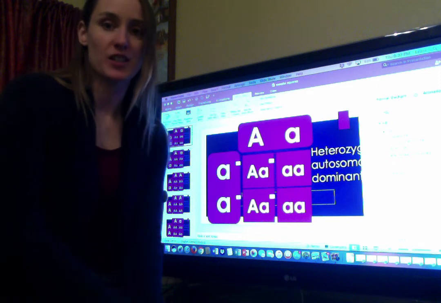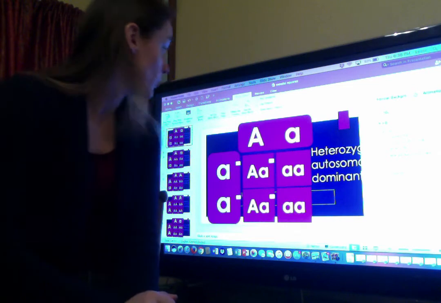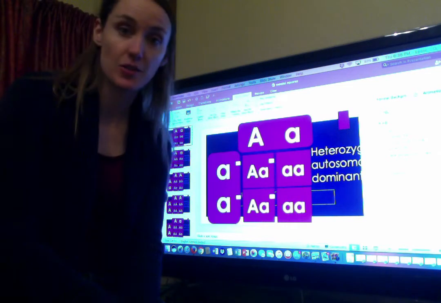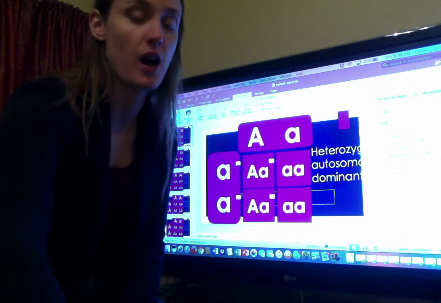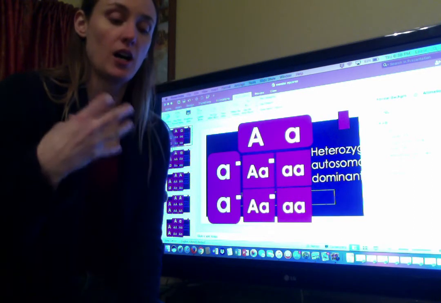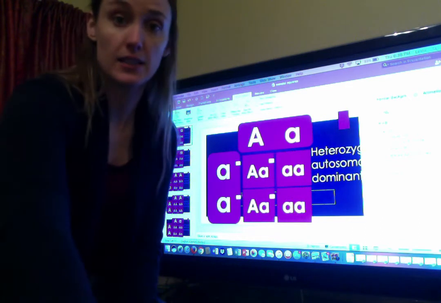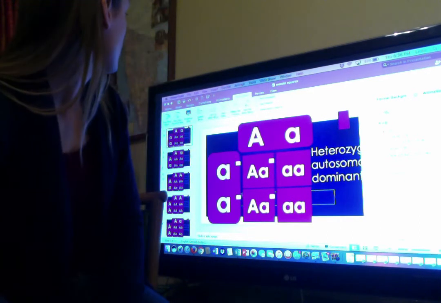Hi everyone, I just wanted to talk a little bit about genetics with you tonight. I am going to go over the Mendelian squares here for a little bit and talk about how heterozygous dominant traits can get expressed and how recessive traits and sex-linked traits can be expressed.